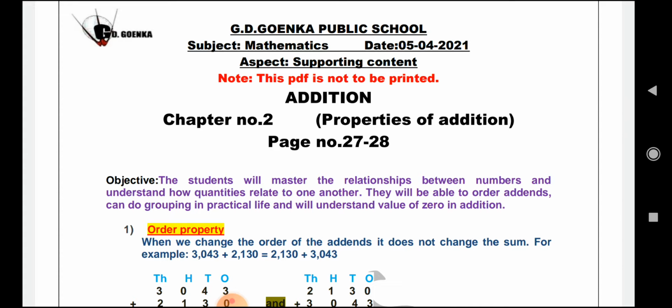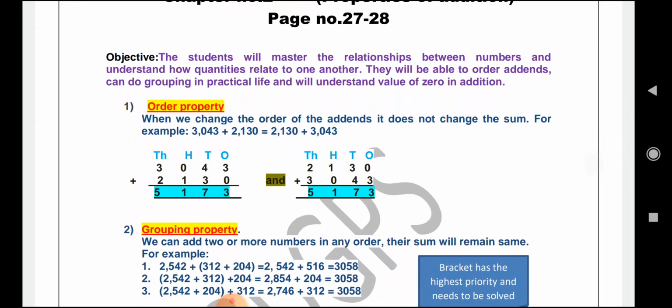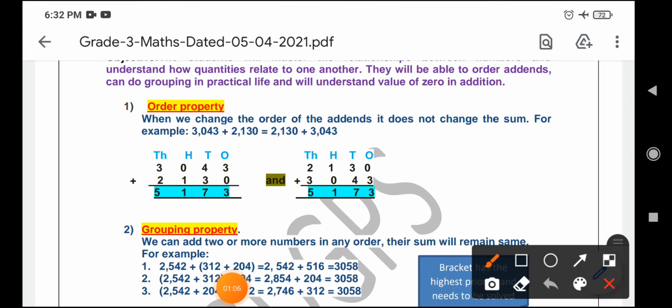The first property of addition is order property. Order property says when you change the order of addends, you know what addends are, right? When you change the order of addends, it doesn't change the sum. You can put your addends in any position, like this is my addend 1, this is my addend 2. Here my addend 1 is as addend 2, here my second addend is as addend 1. But the sum is same.